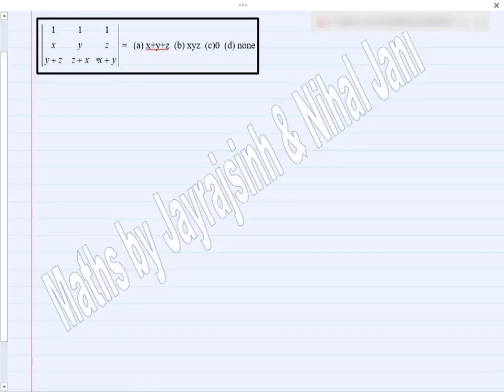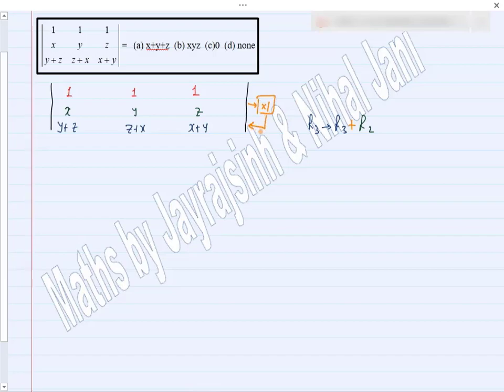In this question, we have to find the value of this determinant, and for simplification, let's add the second row to the third row. So we will get x plus y plus z in each element of the third row. So the preferable operation is R3 gives R3 plus R2. That means we have to take the second row and add it into the third row.